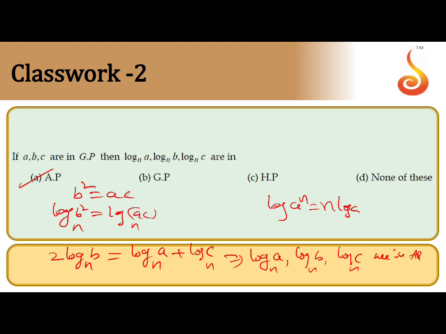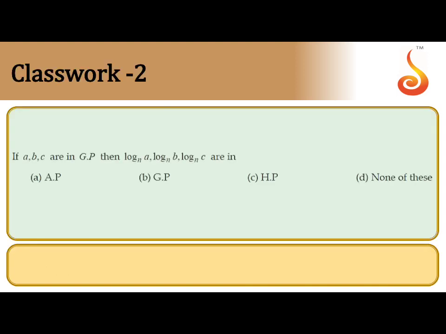You have understood: a, b, c are in GP, log a, log b, log c are in what? AP only. So a, b, c are in GP, the logarithm of numbers always form AP. The standard property. On looking at the question, you can take it directly also. Check the answer. Option A.